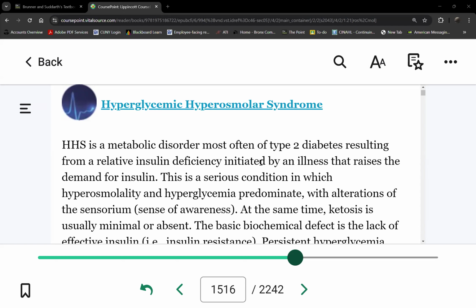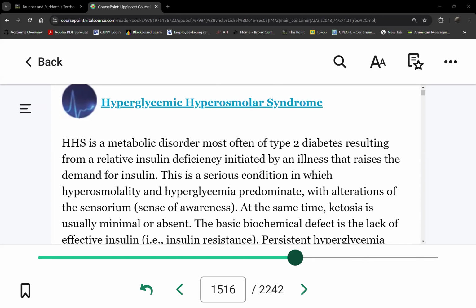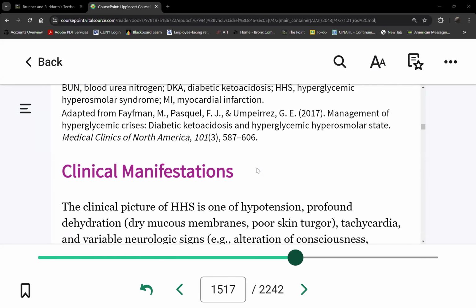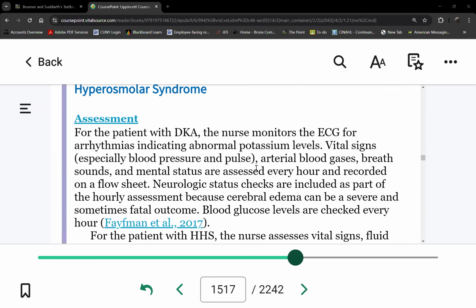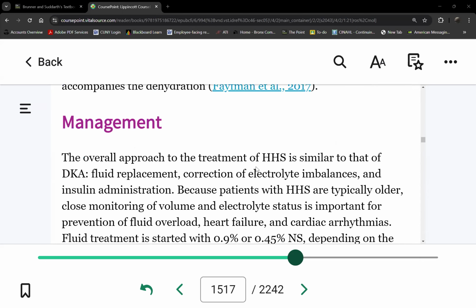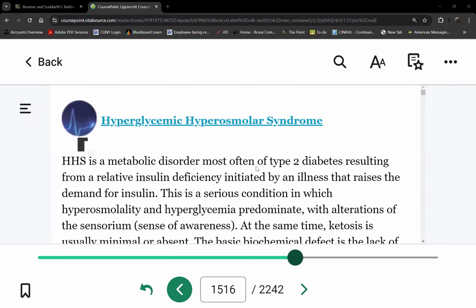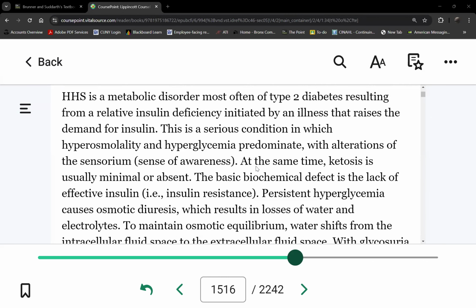Right, HHS is similar to DKA. Unlike DKA, which happens in type 1 and type 2, HHS can only occur in type 2 diabetics. If you remember the pathophysiology from last week, what's the difference between type 1 and type 2 diabetics? Type 1, no insulin, right? What about type 2? Not enough insulin, or there is insulin resistance, right? Okay, so that's the difference between the two.